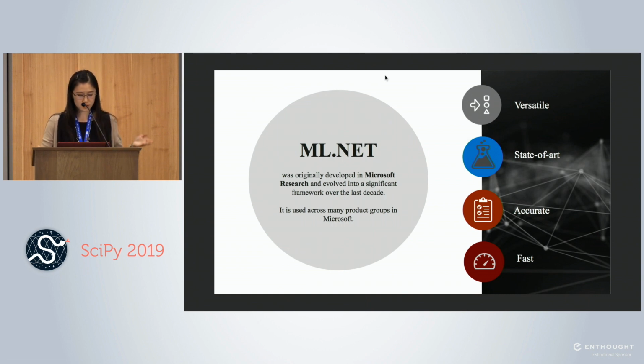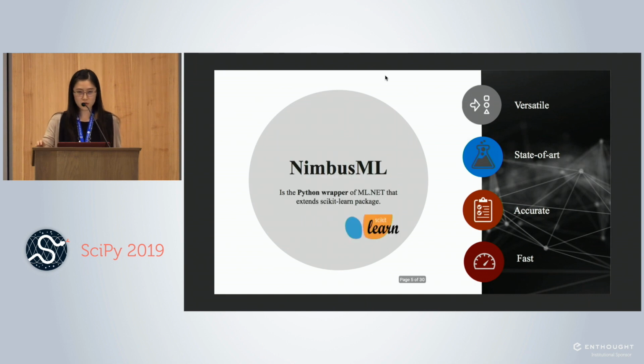Eventually, we also decided, since Python is very popular, especially among people doing machine learning, that in 2016 we would develop a Python wrapper around this awesome machine learning package. So here it comes, the Nimbus ML package. It is very simple, a Python wrapper of this ML.NET package, and we extend the Scikit-learn package in a very simple way so that people can use it.